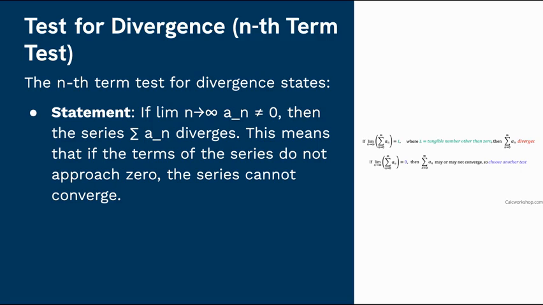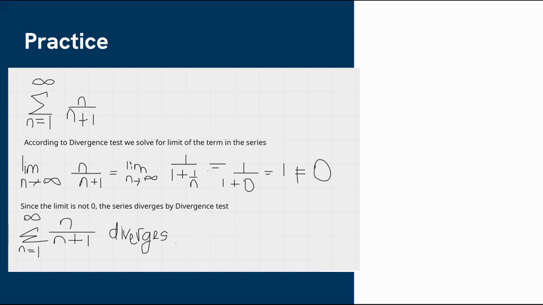So one example is the series from n equals 1 to infinity of n over n plus 1. So you take the limit of the thing inside, so the limit as n goes to infinity of n over n plus 1, and that's going to turn out to be 1, which is not 0. And since the limit is not 0, this series diverges by the divergence test. So the series from n equals 1 to infinity of n over n plus 1 diverges.